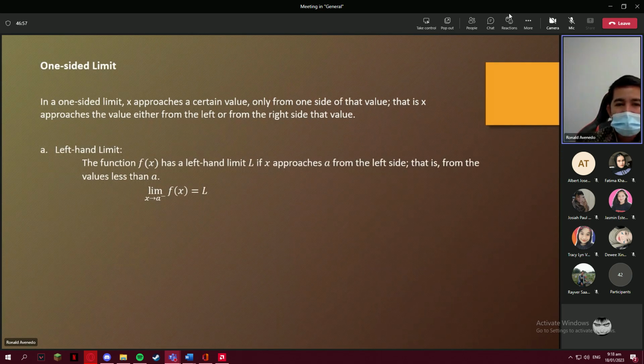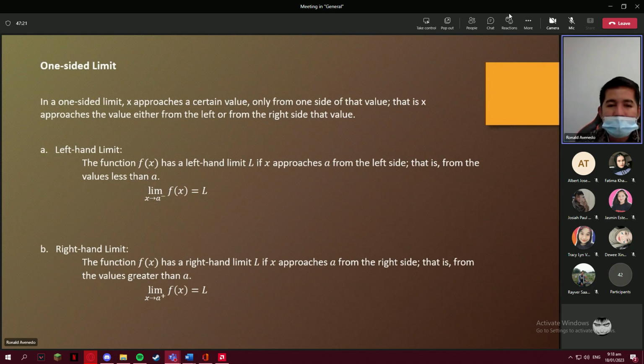Left-hand limit. The function f of x has a left-hand limit L if x approaches a from the left side. That is, from the values less than a. So we have here the symbol limit of f of x as x approaches a negative is equal to L. Then the right-hand limit, that is the function f of x has a right-hand limit N if x approaches a from the right side. That is from the values greater than a. So ito yung nasa kanan ng a. Symbol limit of f of x as x approaches a positive is equal to N.